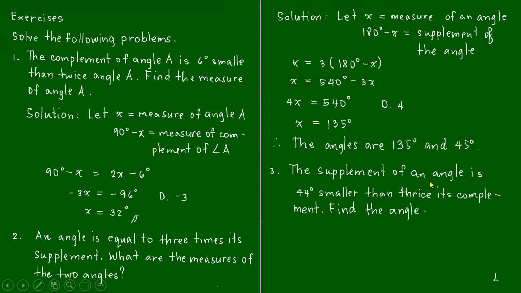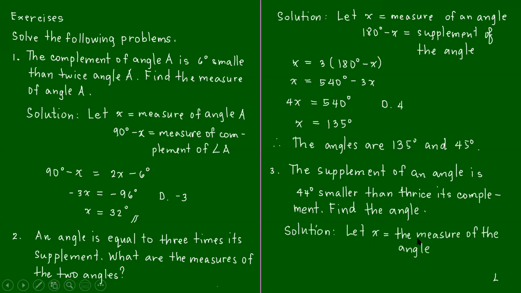So again, the supplement of an angle. So we have an unknown angle, and its supplement is 44 degrees smaller than thrice its complement. So an angle has a supplement, has also a complement, and the supplement is compared to the complement. What is the angle? We are not asked of the supplement, we are not asked of the complement, we are asked of the angle. But we need the supplement and the complement to find this angle.